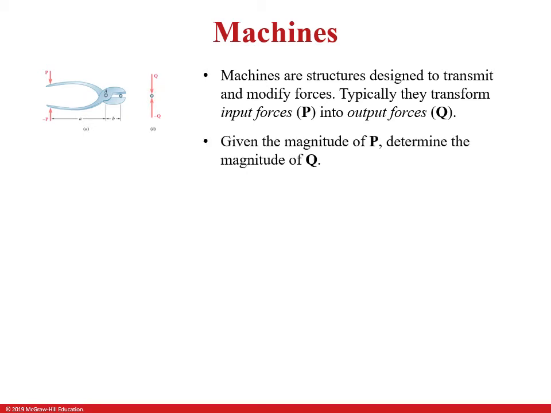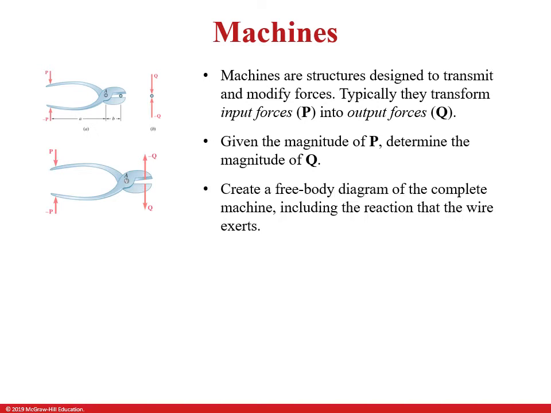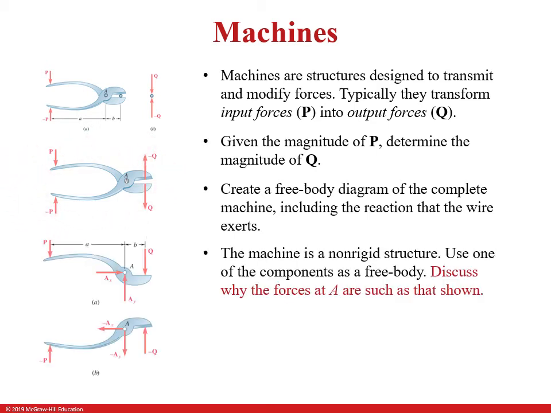Let's see, given the magnitude of P, determine the magnitude of Q, and you're given some information about this wire cutter, namely the lengths, right? So we can draw a free body diagram of this thing. And remember, the forces acting on the wire are equal and opposite those acting on the wire cutters at those same locations. So this is what our free body diagram would look like for the machine, which in this case is a simple pair of wire cutters.